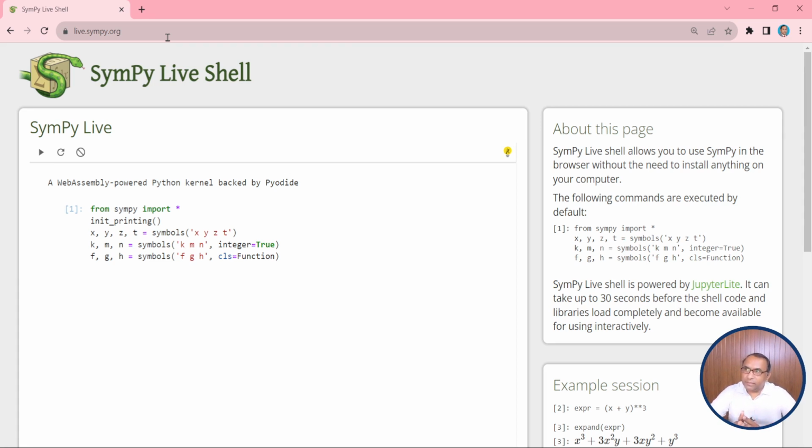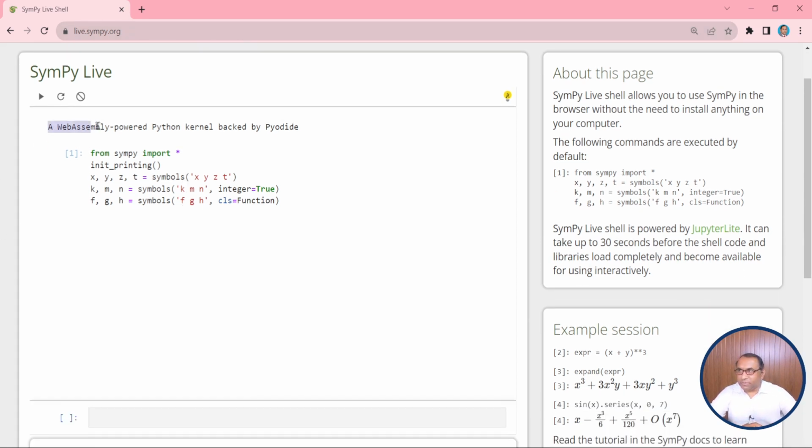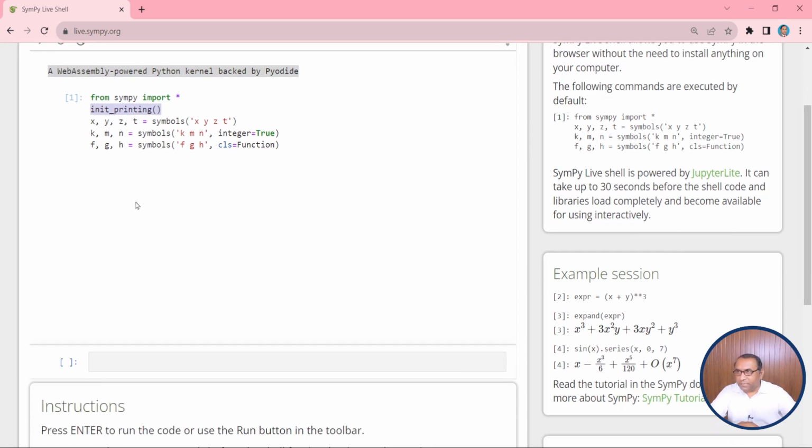When you open this live shell, these statements must appear before starting. At the very first you can see WebAssembly powered Python kernel backed by Pyodide. Then we have the very first statement, from sympy import. When you use the SymPy library in Python, we always need to import the library, and the same is used at this place. Then we have init_printing. This statement is used for printing, and then we need to declare some variables for our current work. By default, when you open this live shell, these statements will appear.